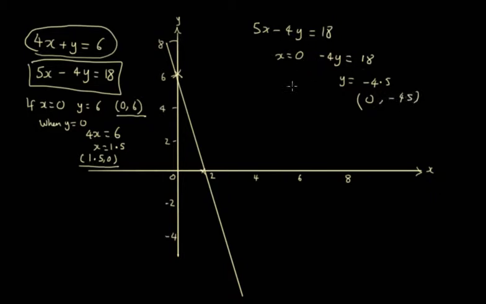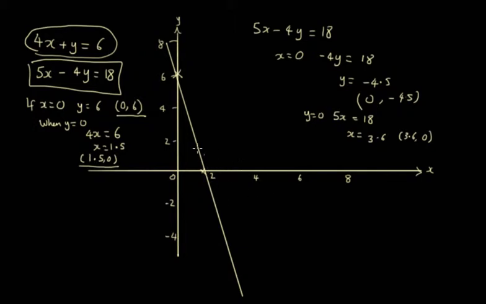Now let's think about y equals 0. That's going to give us 5x equals 18, and if you put it into the calculator, you'll get x is 3.6. So the next point is going to be 3.6, 0.